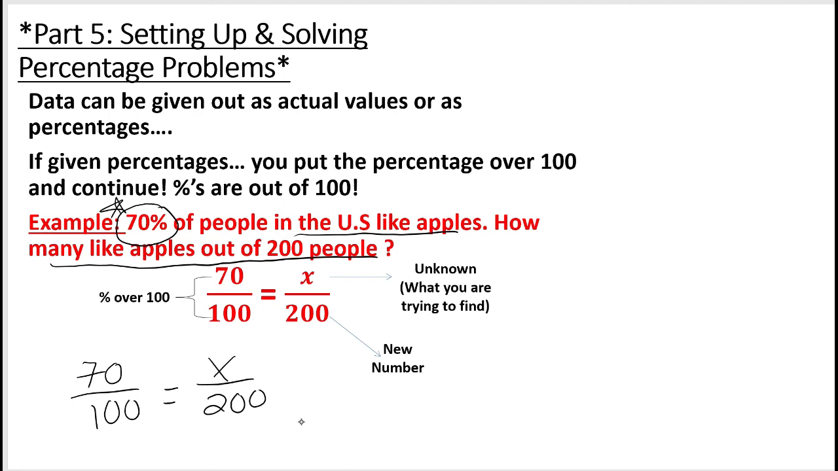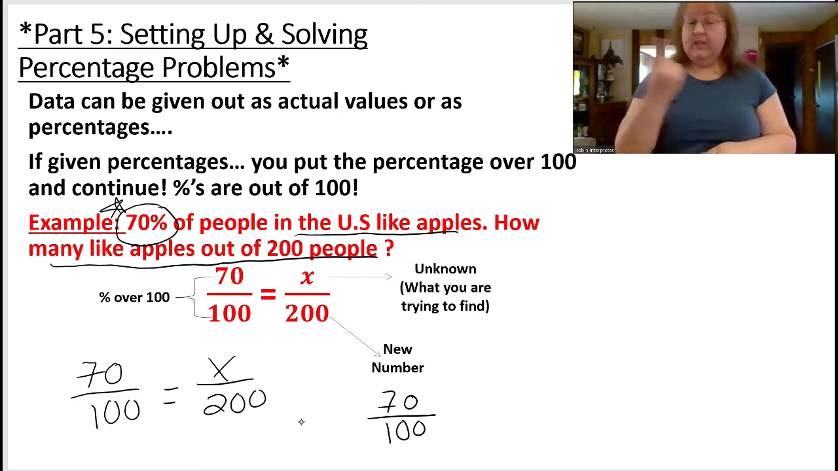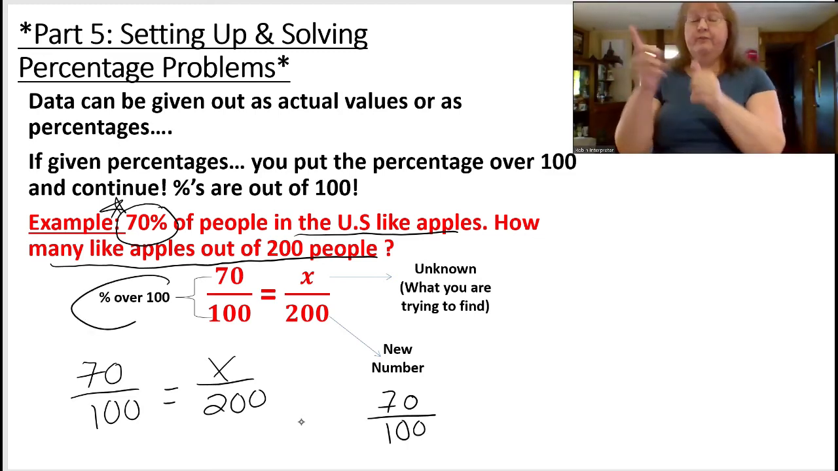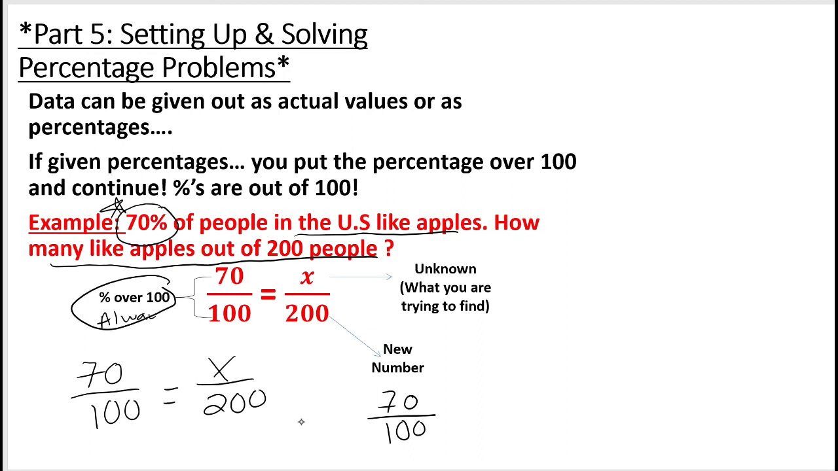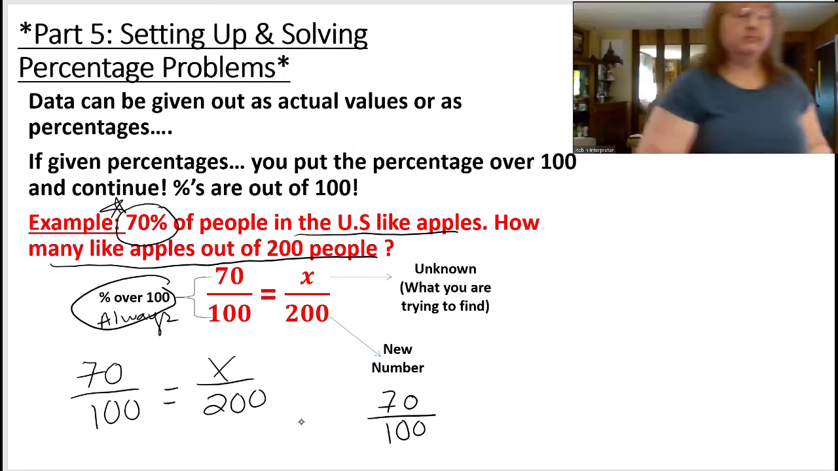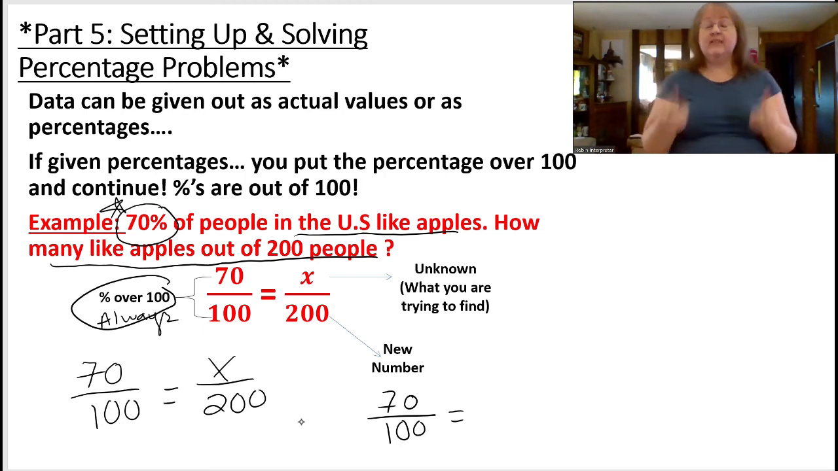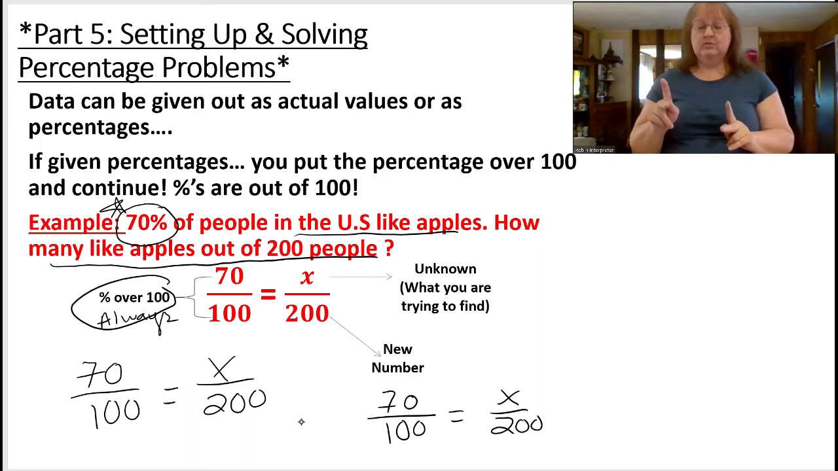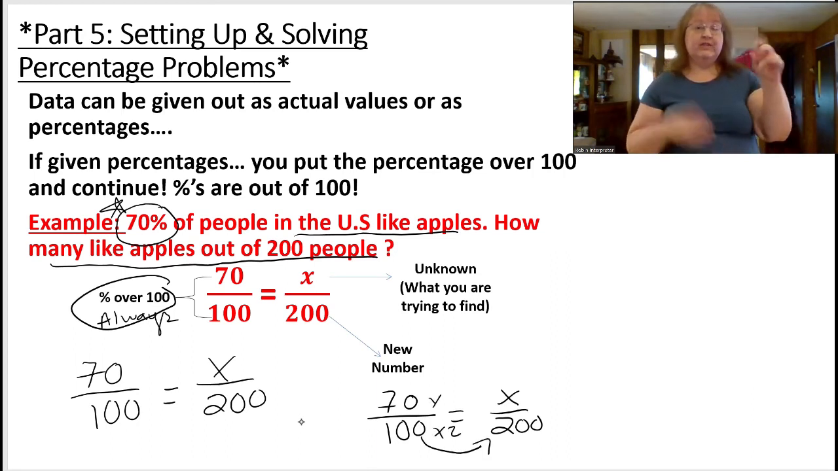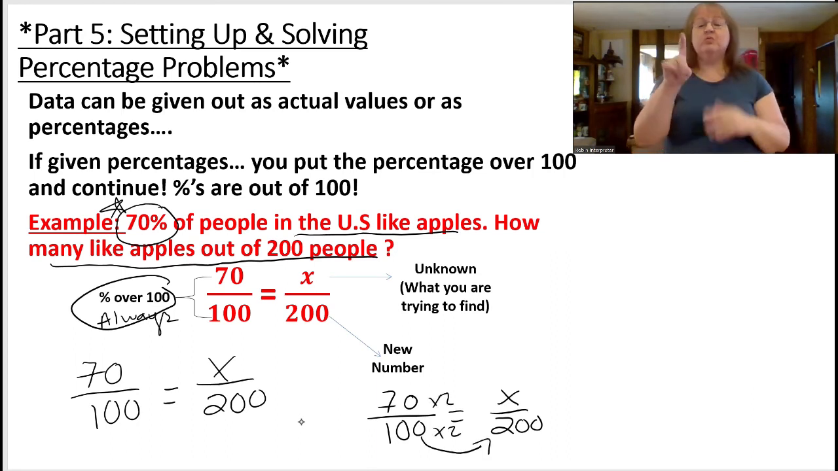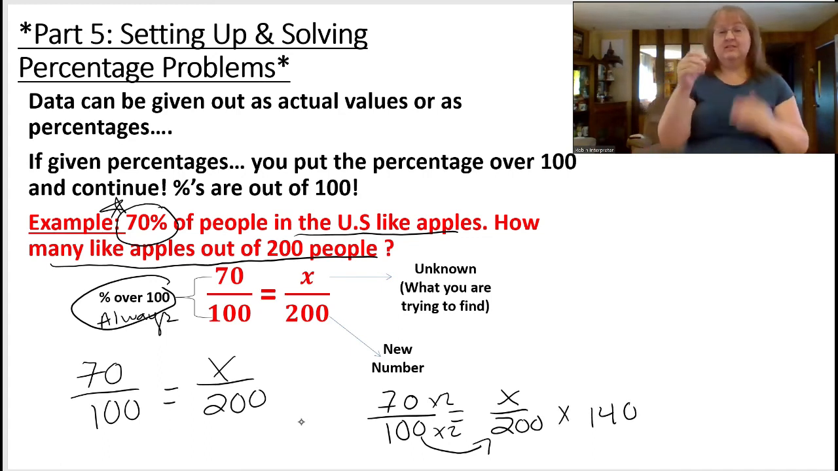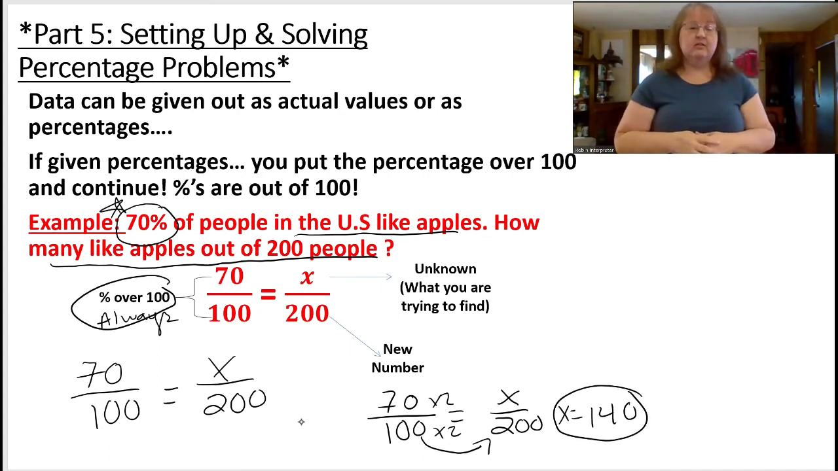Any percent it is, it says 70%. Always put the percent over 100. Always. Okay, so 70 out of 100 people is the same thing as how many out of 200? This is how we can do it using proportions. Look, if I look at what it's across, times 2, times 2. So 70 times 2, that's going to be 140. So x equals 140. Okay, that was pretty simple.